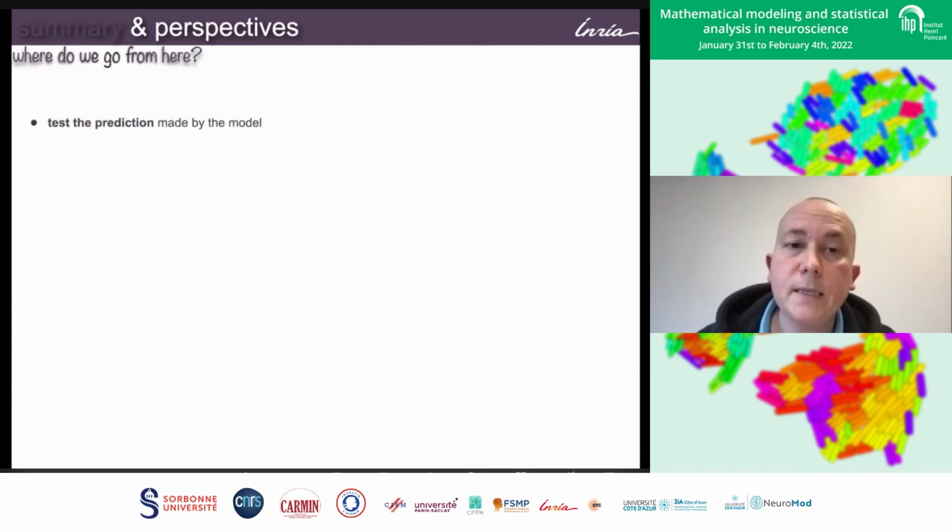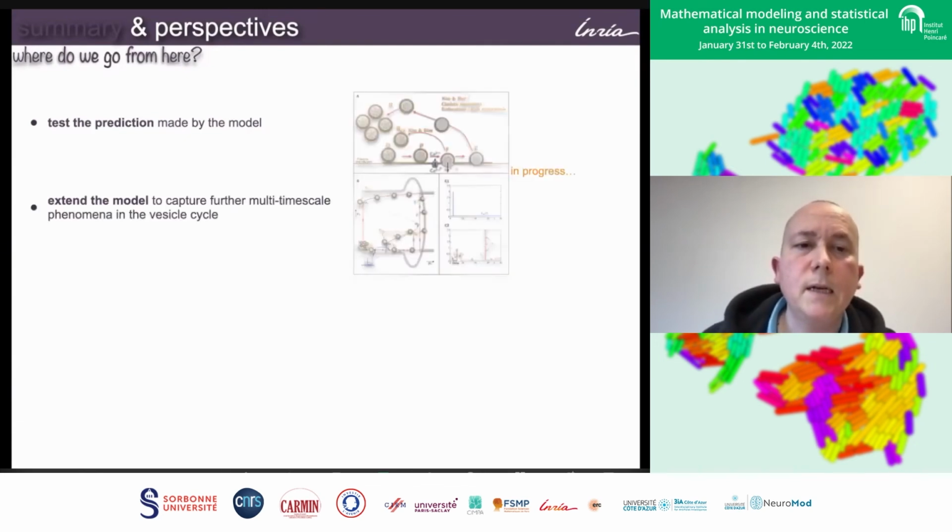In terms of perspectives, we have some predictions made by the model, and they are related to some postulates that exist in the literature about what subgroup of protein could be a good candidate to organize the transition between different modes of release, in particular complexin. And we have ways to justify this with our model, but it needs to be further tested with experiments.